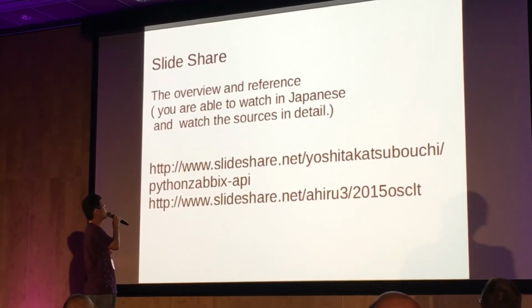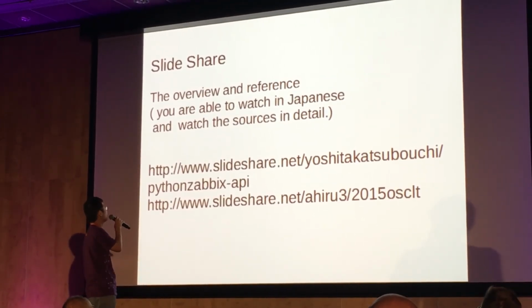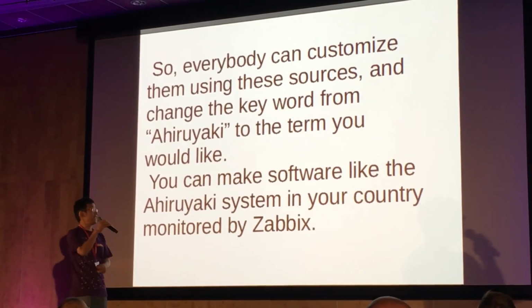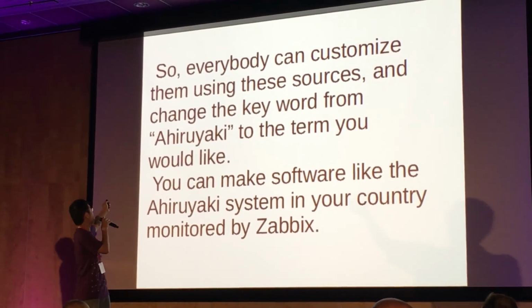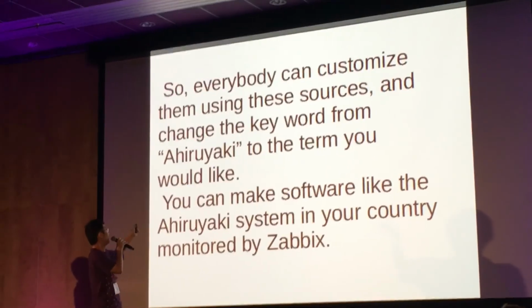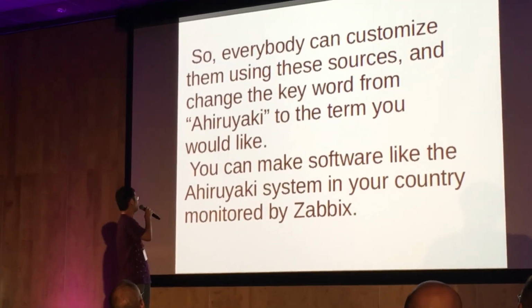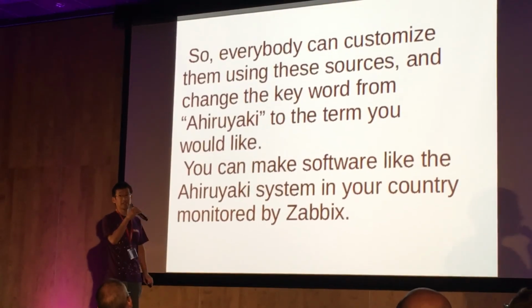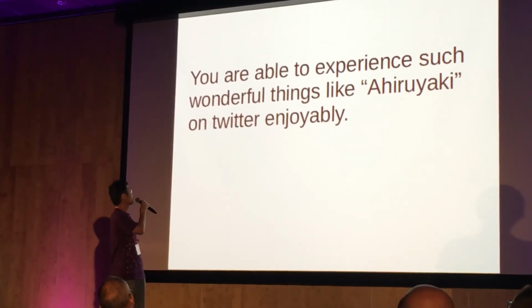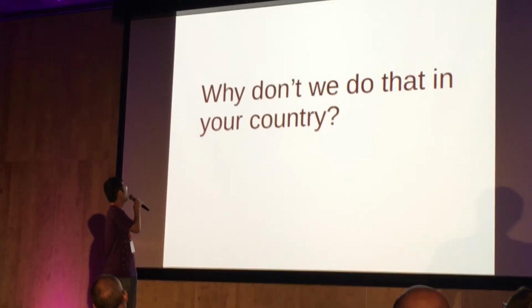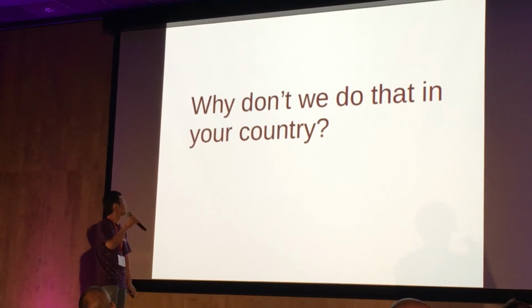So I share the overview reference. You are able to watch in Japanese what the source is in detail. This is the main part I want to say. Everyone can customize them using these sources and change the keyword from hierarchy to the term you would like. So you can build software like the hierarchy system in your country, monitored by Zabbix, and experience such wonderful things like hierarchy on Twitter enjoyably. Why don't we do that in your country?